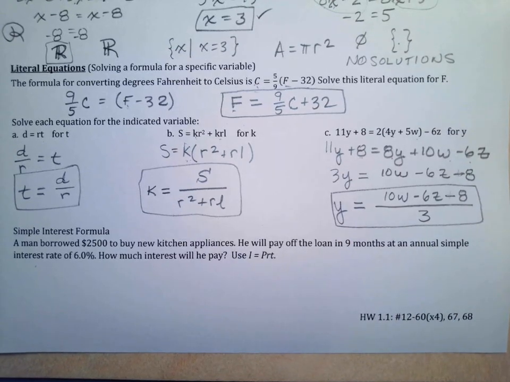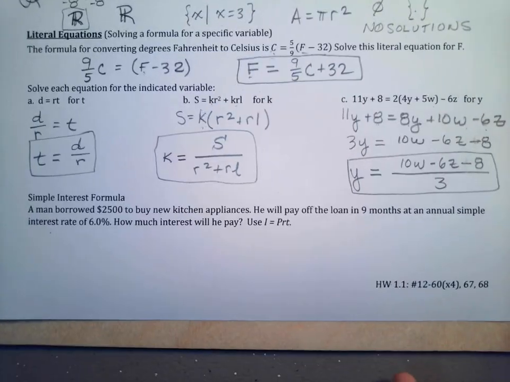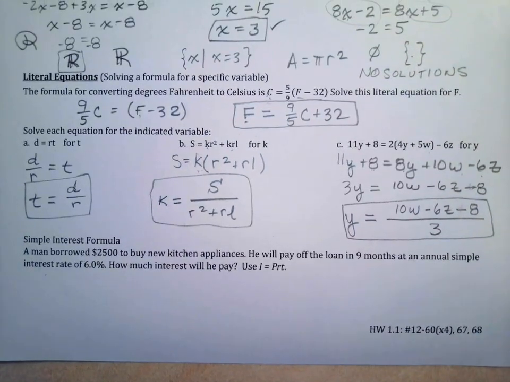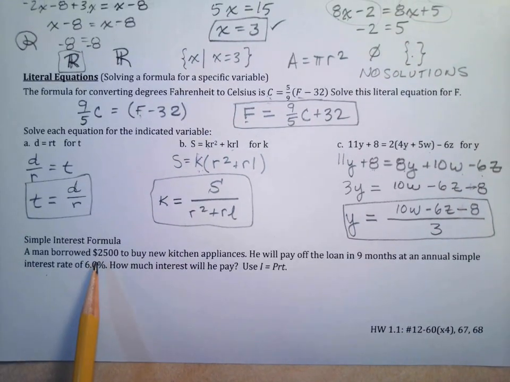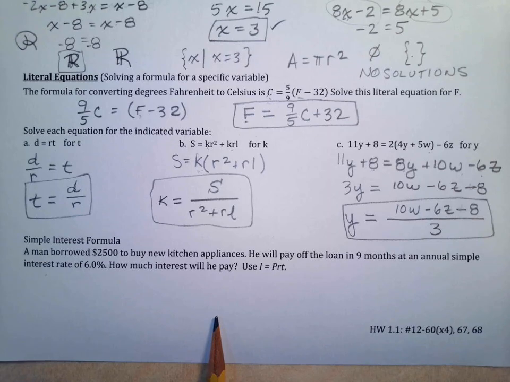All right, so simple interest. Now this is overly simplified. We're going to have a much better formula later on, but in this section in the book, they sort of introduce this idea of simple interest. Okay, so a man borrows $2,500 to buy new kitchen appliances. He will pay off the loan in 9 months at an annual simple interest rate of 6%. How much interest will he pay?